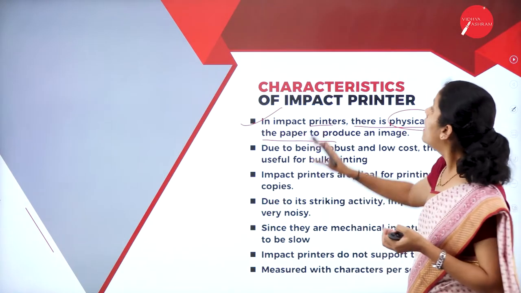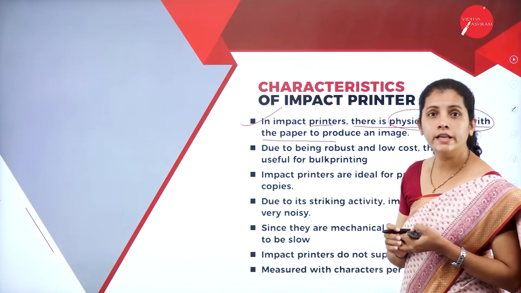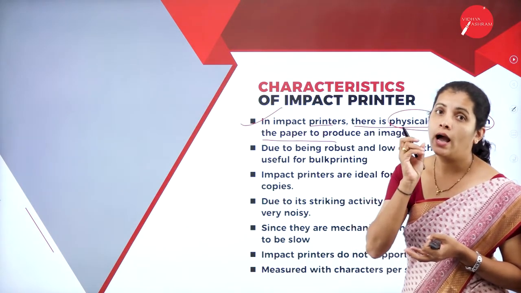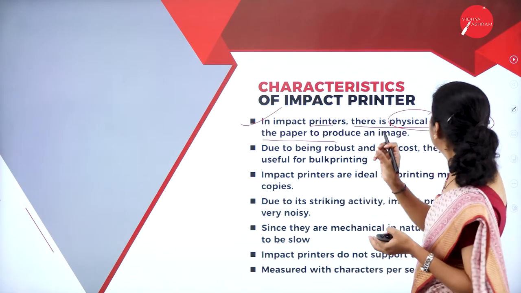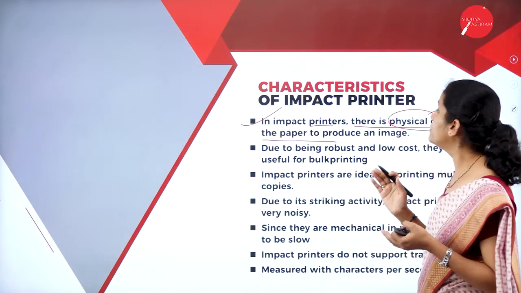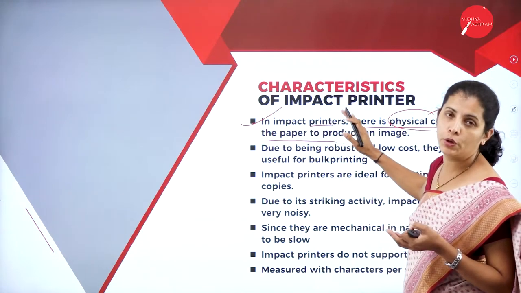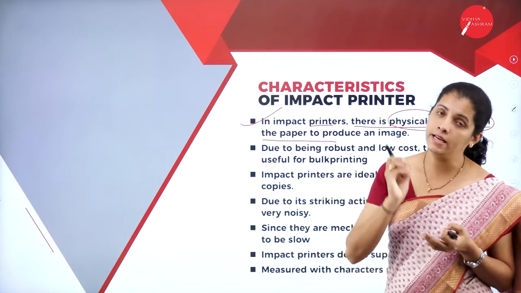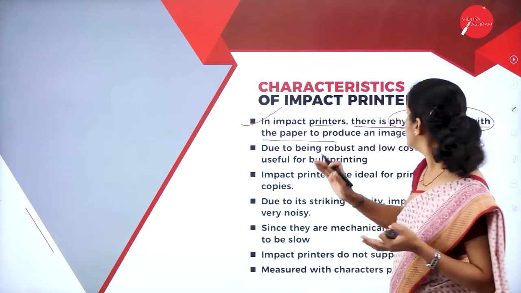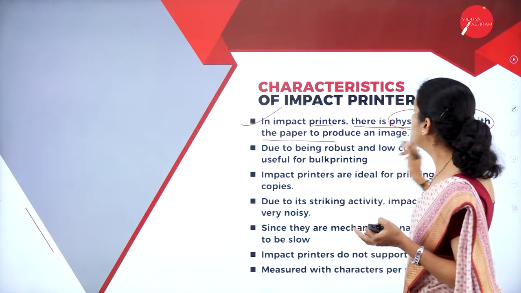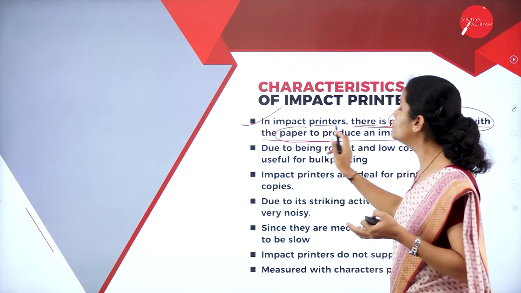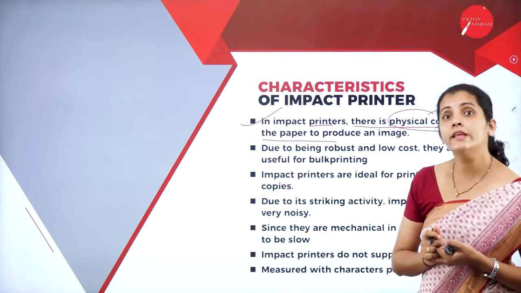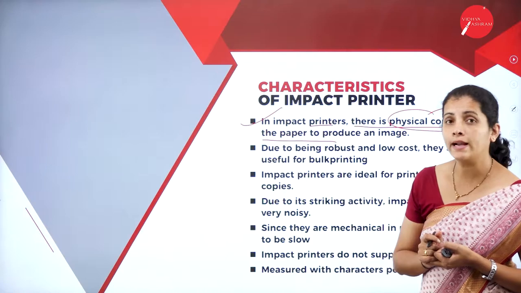That means all impact printers include a print head. Along with that, it has metal pins, and there is physical contact with the paper to produce the image. That means when the print head hits the ribbon, at that time there is contact with the paper to produce the image or character. Now tell me, what is the next characteristic of impact printers?